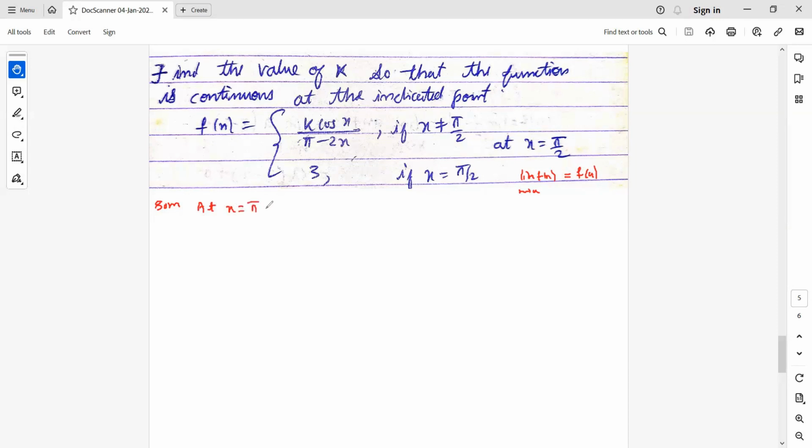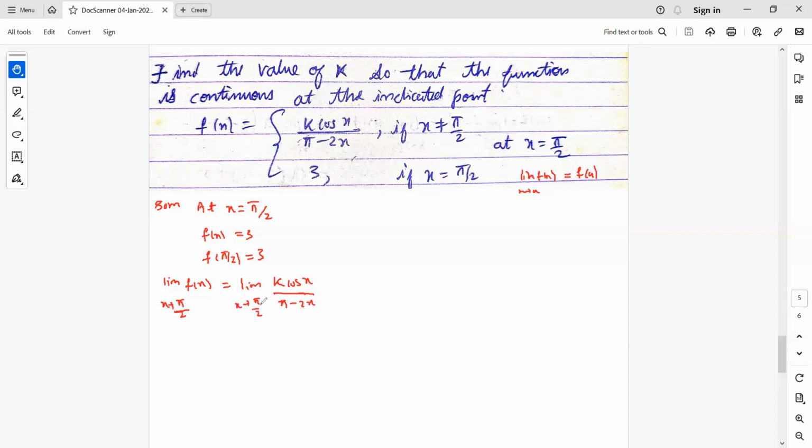See, at x equal to pi by 2 the value of the function is equal to 3, so f of pi by 2 is equal to 3. Next we will calculate the limit of this function: the limit of f of x as x tends to pi by 2, which is the limit of k cos x divided by pi minus 2x as x tends to pi by 2.